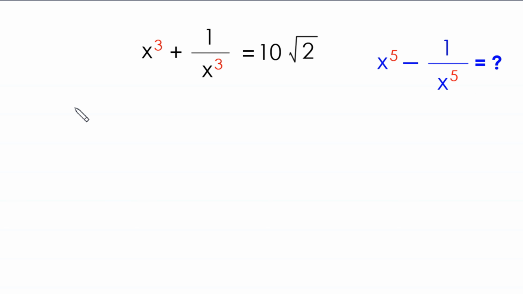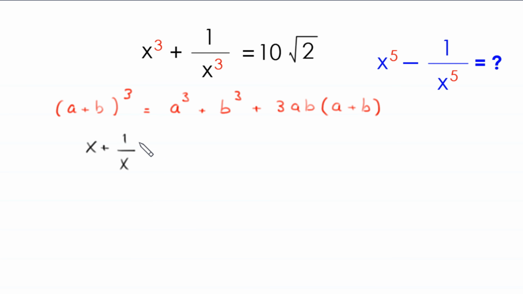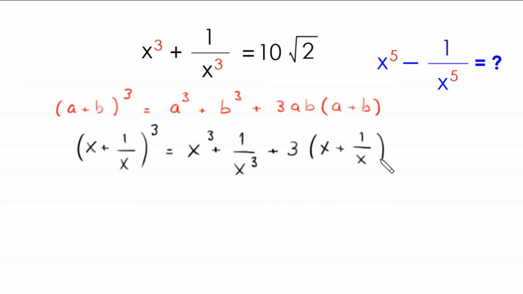So by using this algebraic identity, a plus b whole cubed equal to a cubed plus b cubed plus 3 times ab times a plus b, we can write this identity: x plus 1 over x whole cubed equal to x cubed plus 1 over x cubed plus 3 times x plus 1 over x, and we suppose that let x plus 1 over x equal to u.